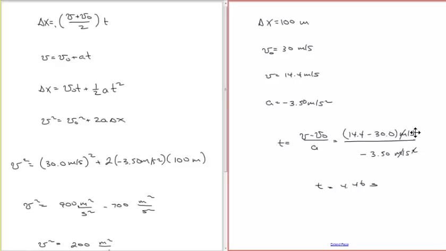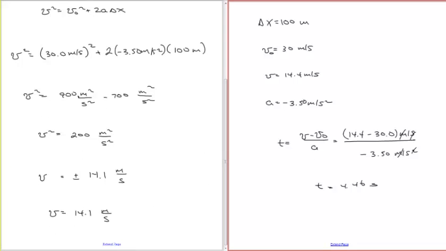And again, the seconds work out because this cancels out with one of those, and this is 1 over seconds, but it's being divided. Anyway, it comes out to be 4.46 seconds. So those are the two answers for the problem. I'm just going to do a quick check to make sure I did it right.